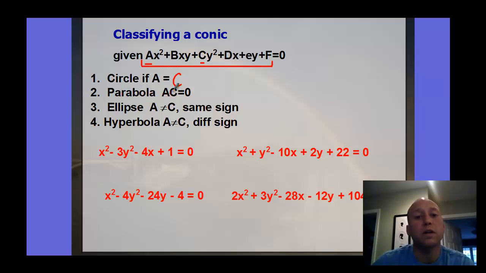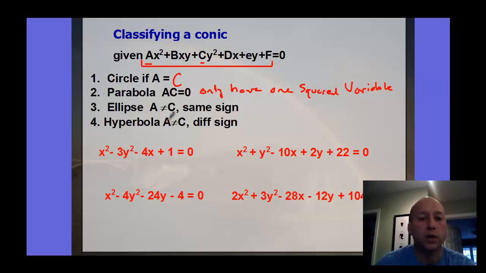So the parabola is if A times C equals 0. Basically you can say if you only have one squared variable, so either you have x squared or y squared. It's an ellipse if A does not equal C and it's the same sign. So if the coefficients for your second degree terms are not the same, then it's going to be an ellipse.